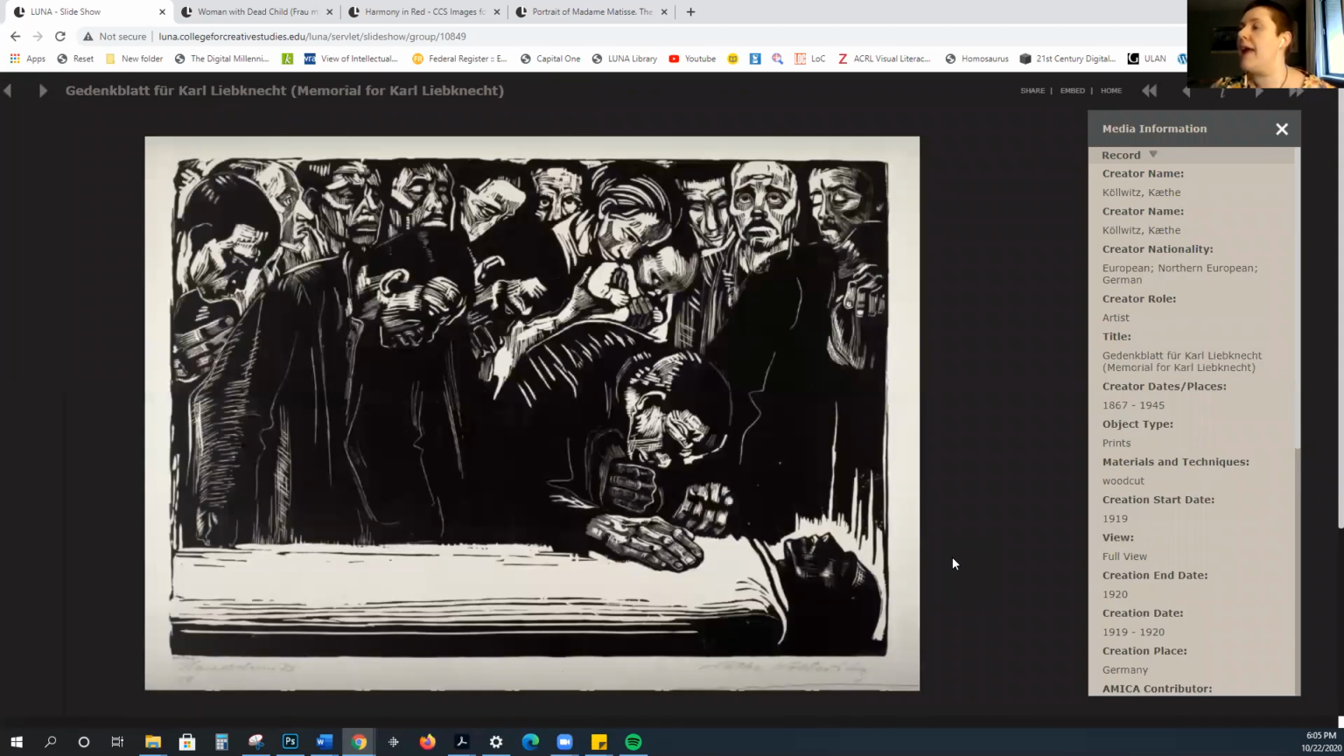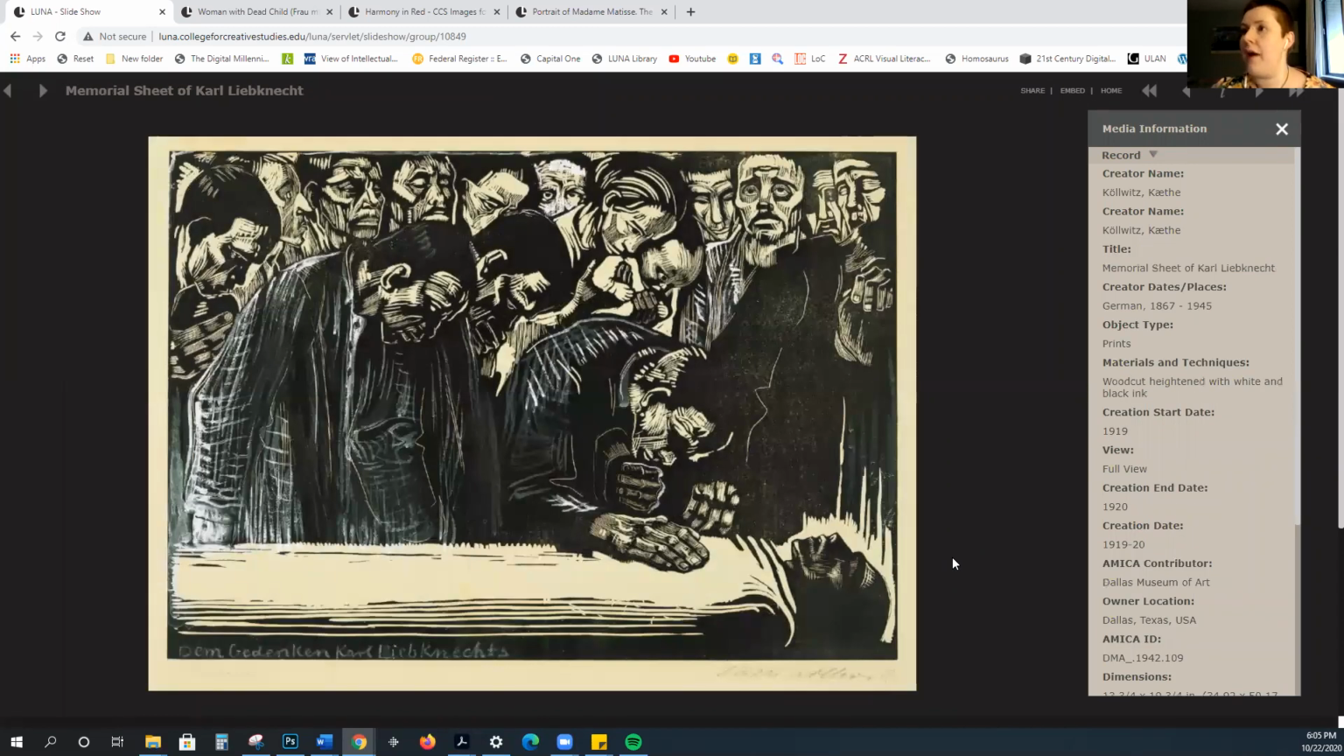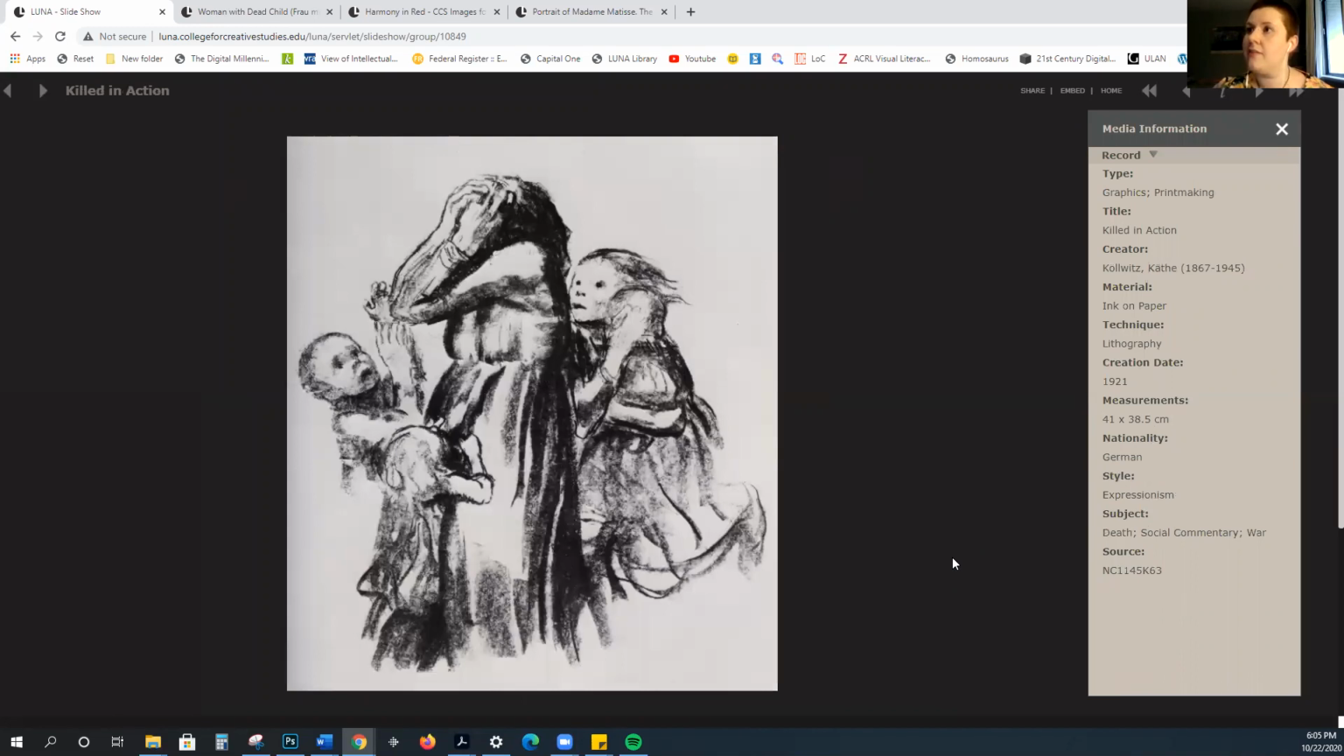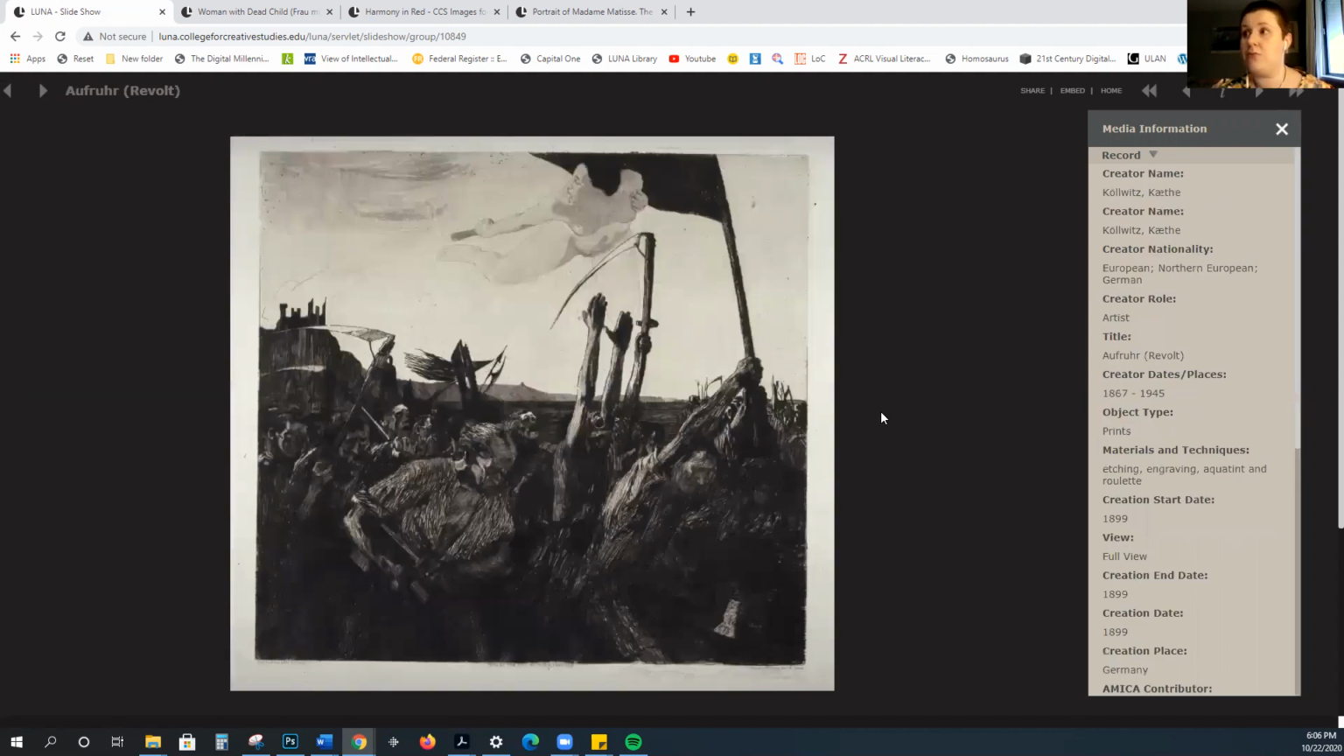Kollwitz is very preoccupied with death and loss and the emotions that come with this, and these very oversized hands. This is titled Killed in Action, right? This is a depiction of a woman whose husband has just died, and she's surrounded by her numerous children, all begging for help. The sense of hopelessness, of despair, of raw emotions is hopefully coming through to you.